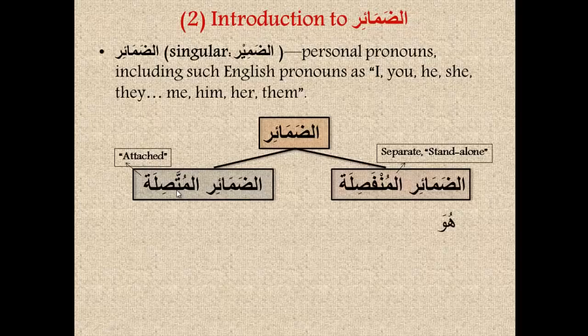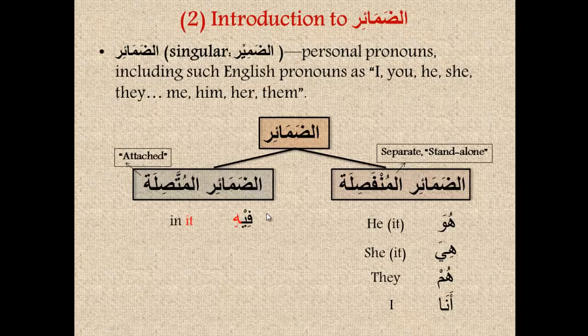So I have some examples here. Under this category of standalone personal pronouns, we have huwa, which means he, hiya, which means she, hum, which means they, and ana, which means I. These are again standalone pronouns, al-dhama'ir al-munfasila.